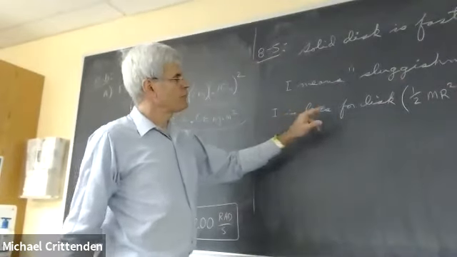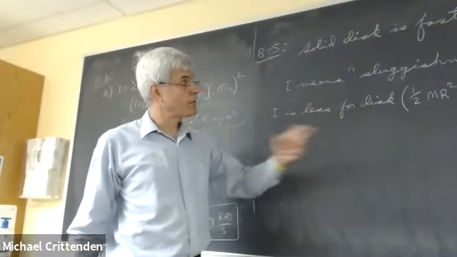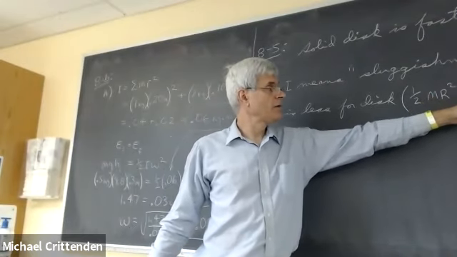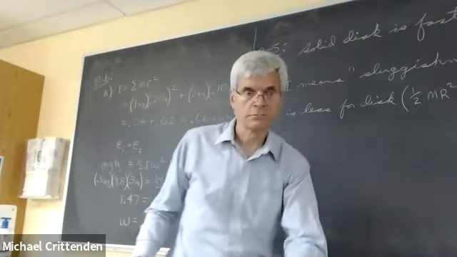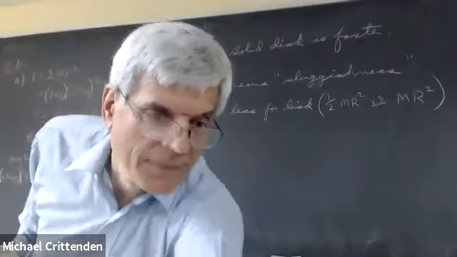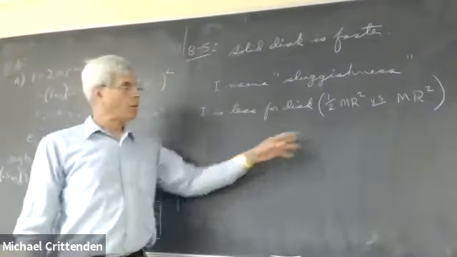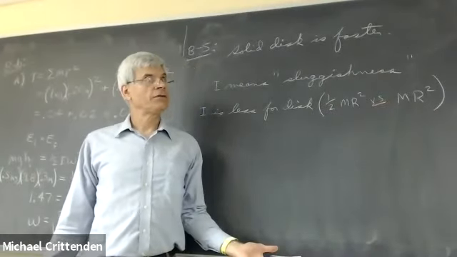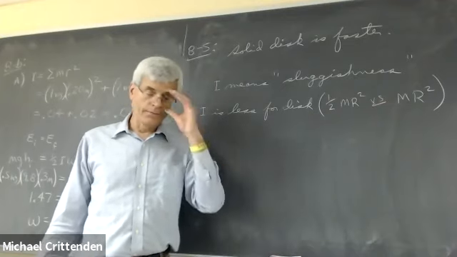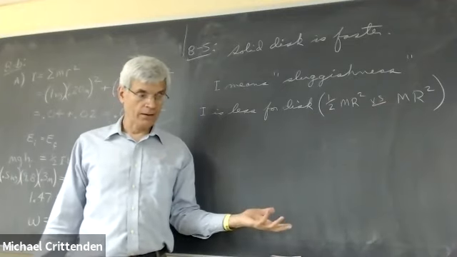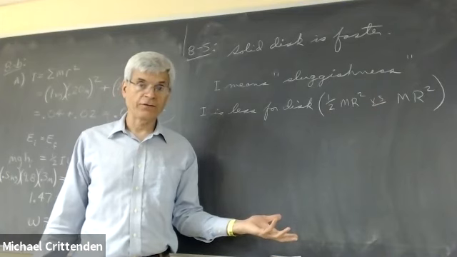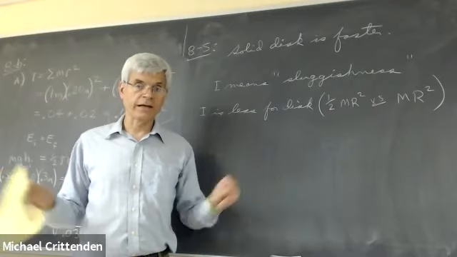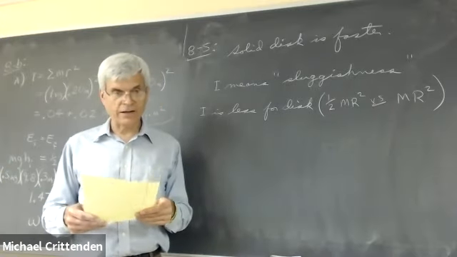I is less for the disk. You can look up the formulas on the formula sheet, 1/2 mr squared for a disk versus 1 times mr squared for the hoop. Or just in terms of the underlying idea, more inertia where the mass is farther out. And in the hoop, most of the mass is farther from the axis of rotation than you'd have in a solid disk.